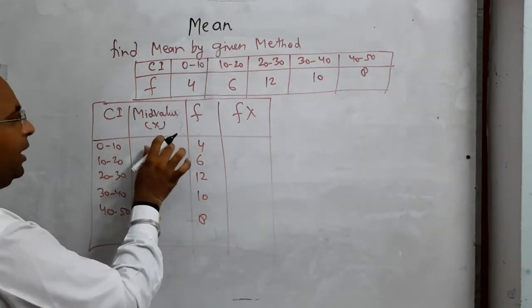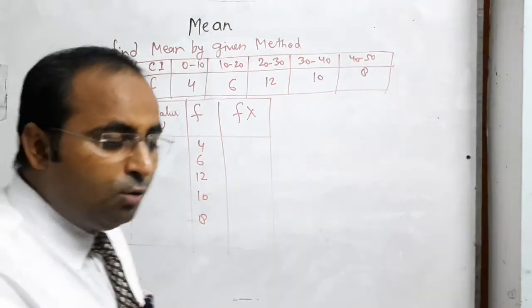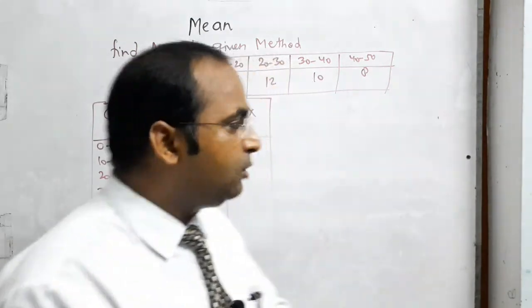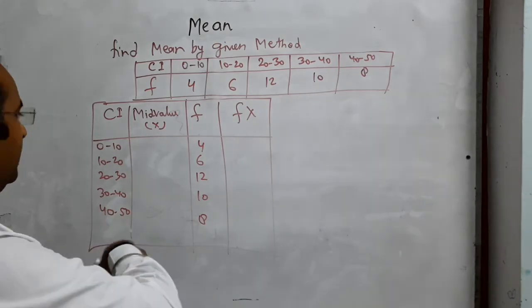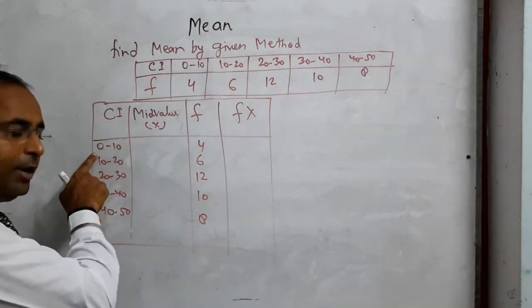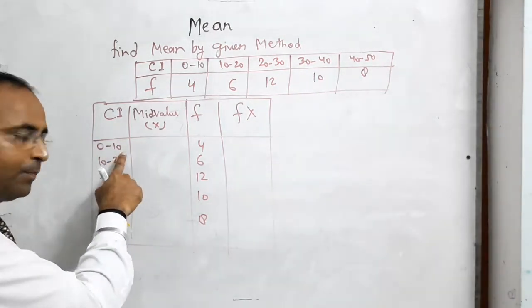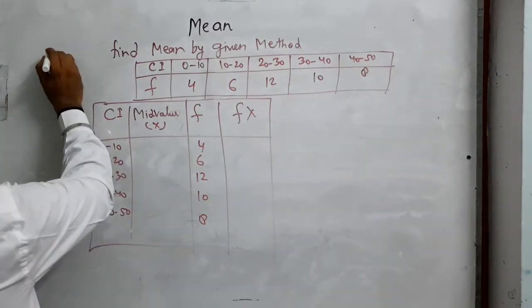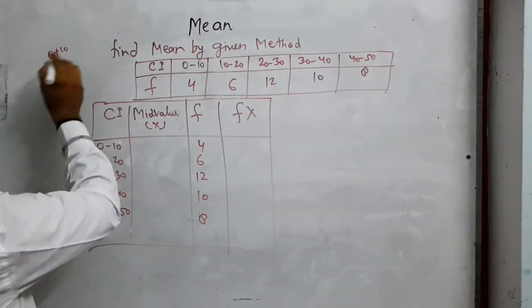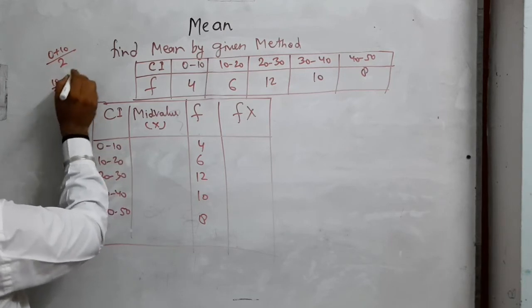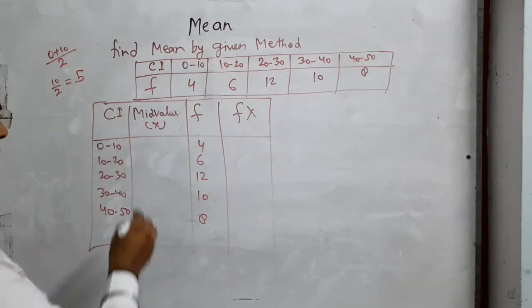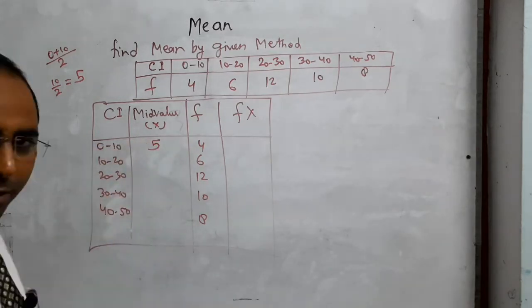Now you have to get the mid value. How do you find the mid value here? Now see the formula. This is the class interval; this is the lower limit and this is the upper limit. We add the lower and upper limit and divide by 2. 0 plus 10 upon 2 is 5. Okay, first we find the mid value.